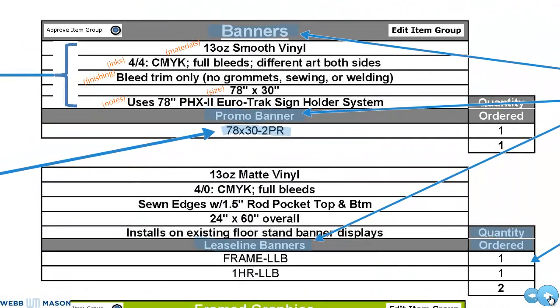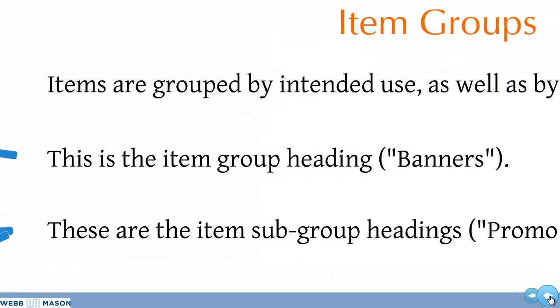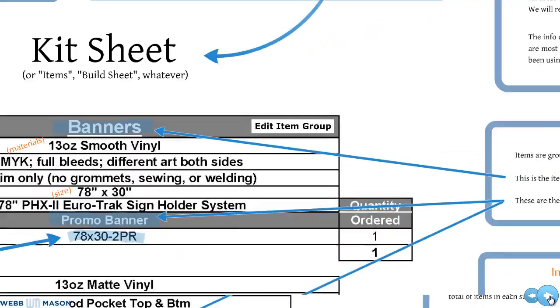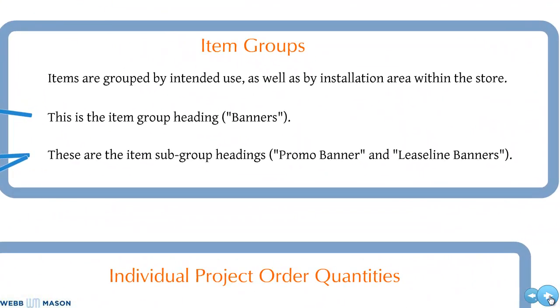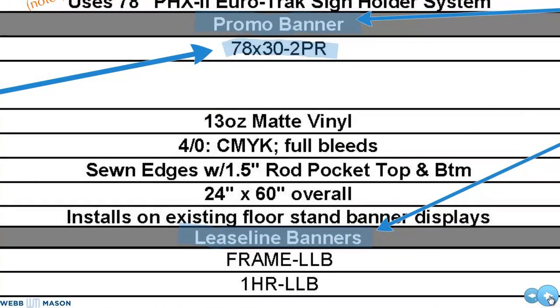And this is the banner section at the top. Items are grouped, as I said, by intended use as well as by installation area within the store. And this is the item group heading for a section, in this case banners. And these are the item subgroup headings in this section, in this case, promo banner and lease line banners.